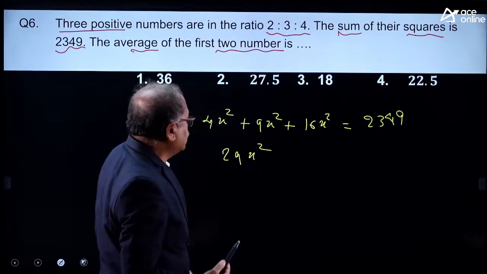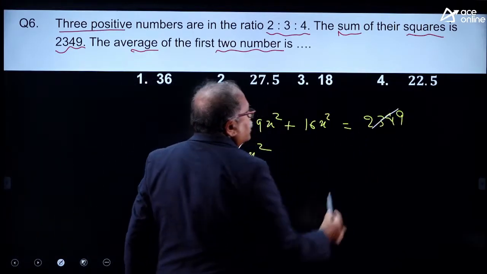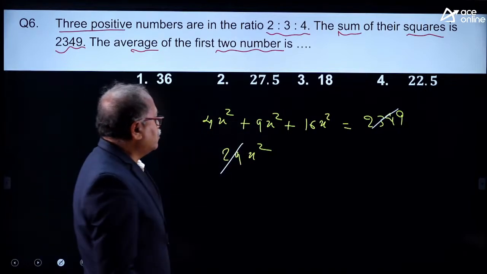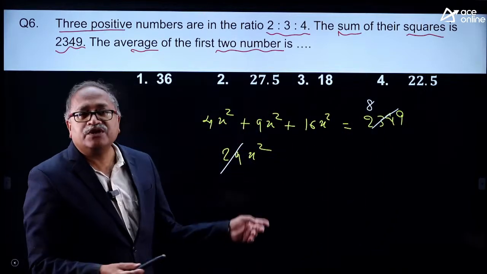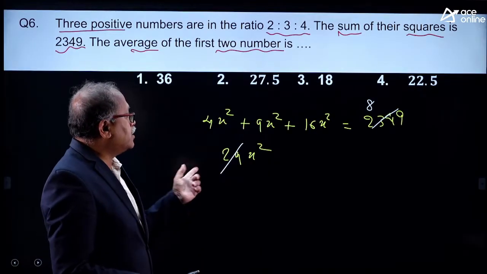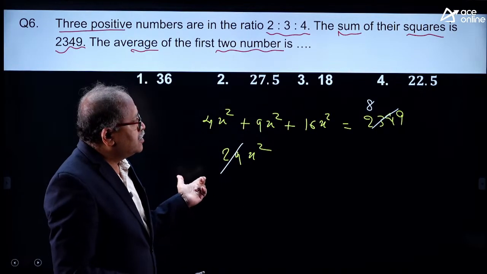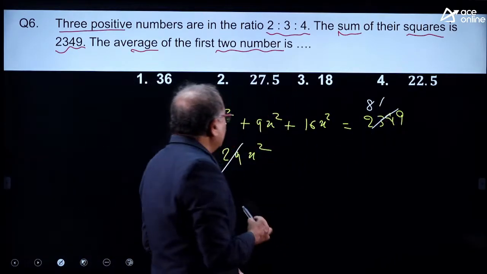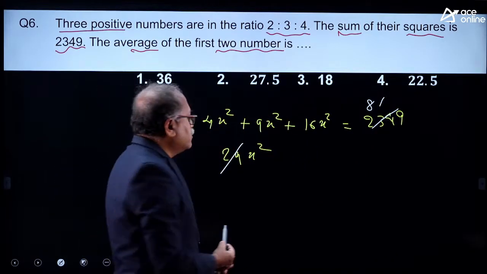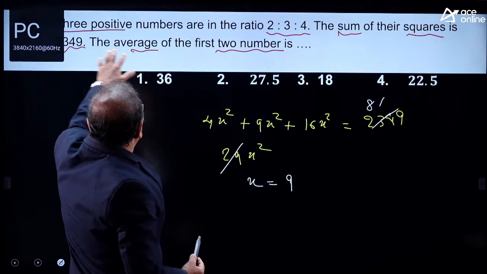29x square, which is equal to that number. Let us see with 29 how many times it gets cancelled. First thing I notice is that it goes 8 times: 8 9 72, carry 7, and 8 2 16, 7 is 23. I am left with 129, so this is 81. So, that x square is equal to 81, therefore, x is equal to 9. You beautifully answered the question.